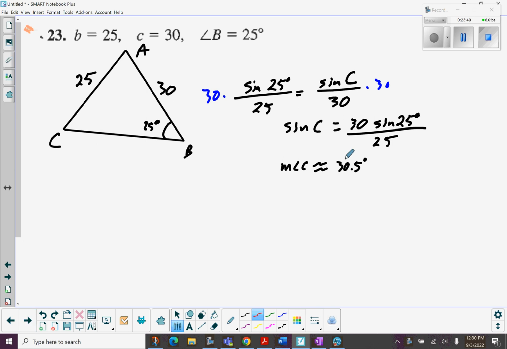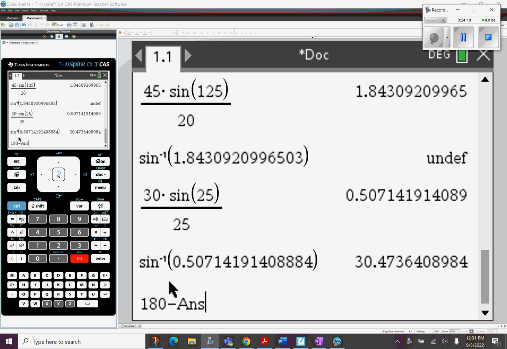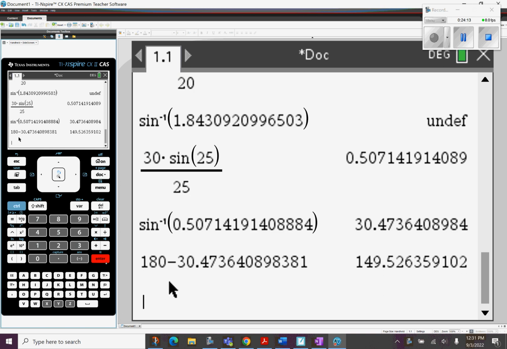For number 23, the given angle is acute. Our calculator is always going to give us an acute angle. We have to consider that angle C might be obtuse. That would be consistent that the 30 is bigger than the 25. Angle C has to be bigger than angle B. We have to consider the possibility that angle C might be acute or it might be obtuse. Well, how are we going to do that? Find the supplement. 149.5.